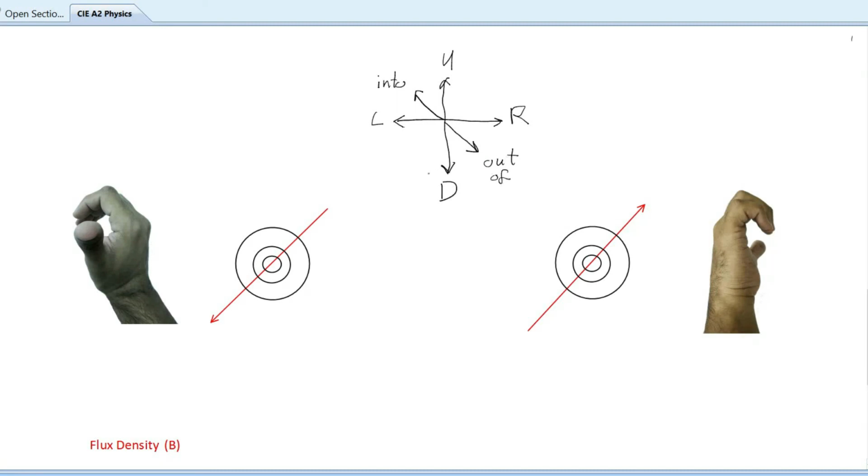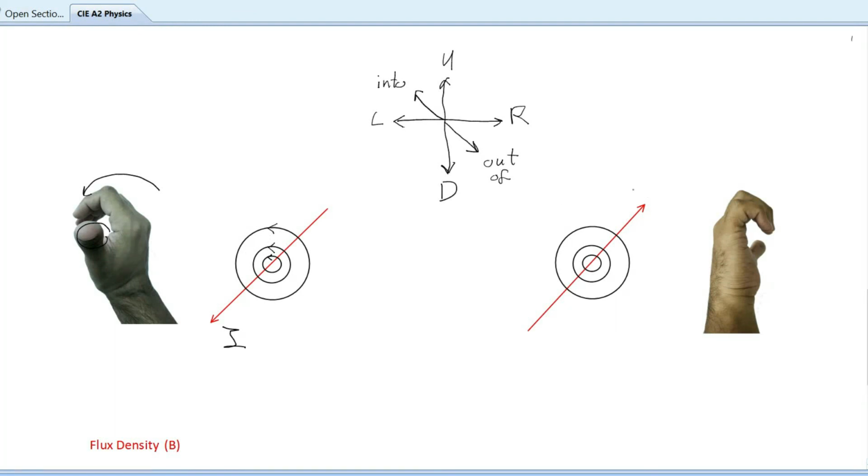So basically you have two examples here. On the left here you have a current coming out of the page, so you would point the thumb of your right hand out of the page. You'll find that your fingers are curling anti-clockwise. So you would draw concentric circles around this wire pointing anti-clockwise or counterclockwise.